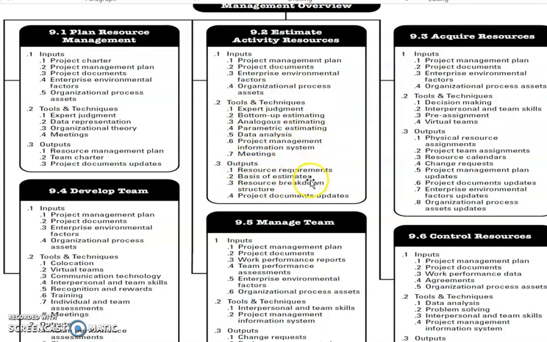Then what are the outputs? Resource requirements, basis of estimate, on what basis you have reached that estimate for the resources. Always remember, resources means human resource, material and money. Then resource breakdown structure, project documents updates. You have to make a resource breakdown structure to identify resources and to place the right resource in the right places.